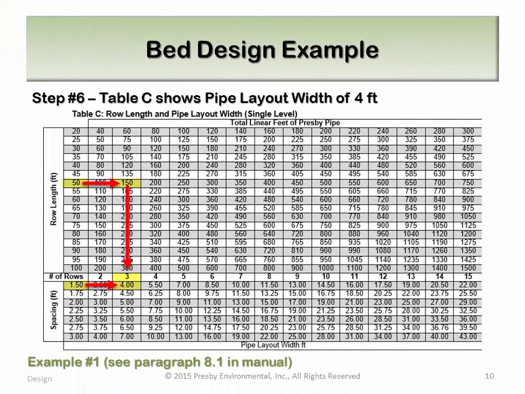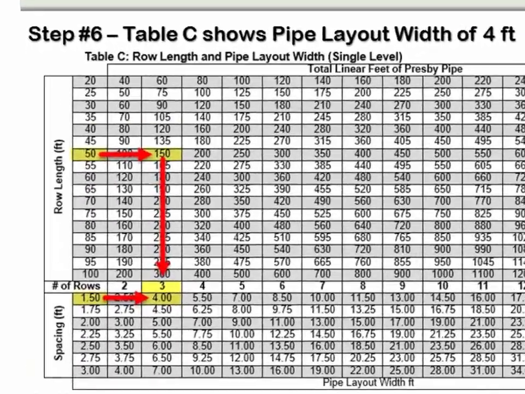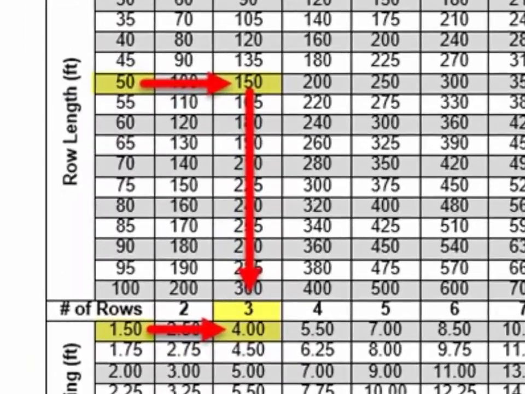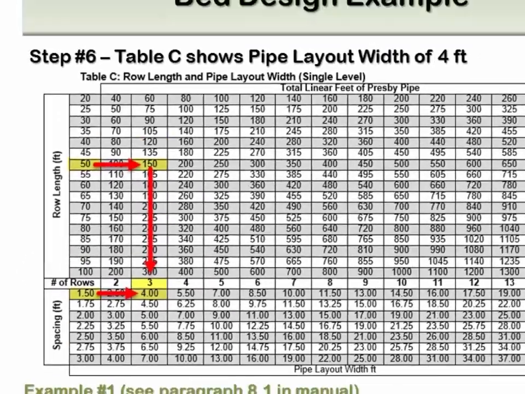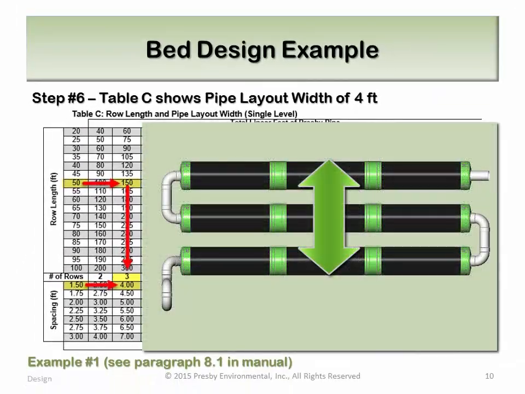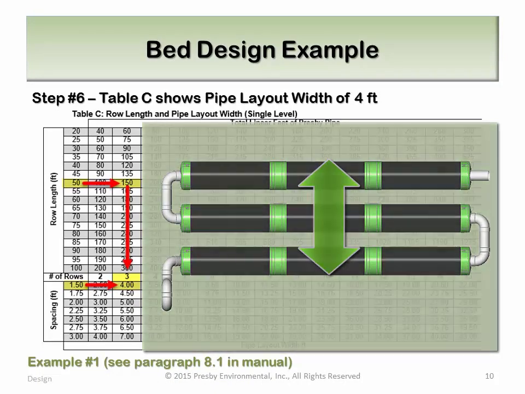In Step 6, we need the pipe layout width to help calculate the amount of sand bed width that will be needed to cover all the Presby rows. Using Table C, with our row length of 50 feet and 3 rows, we find our pipe layout width is 4 feet when using a 1.5 foot row spacing. Remember that the pipe layout width is simply the distance from the outermost edge of the first row to the outermost edge of the last row.